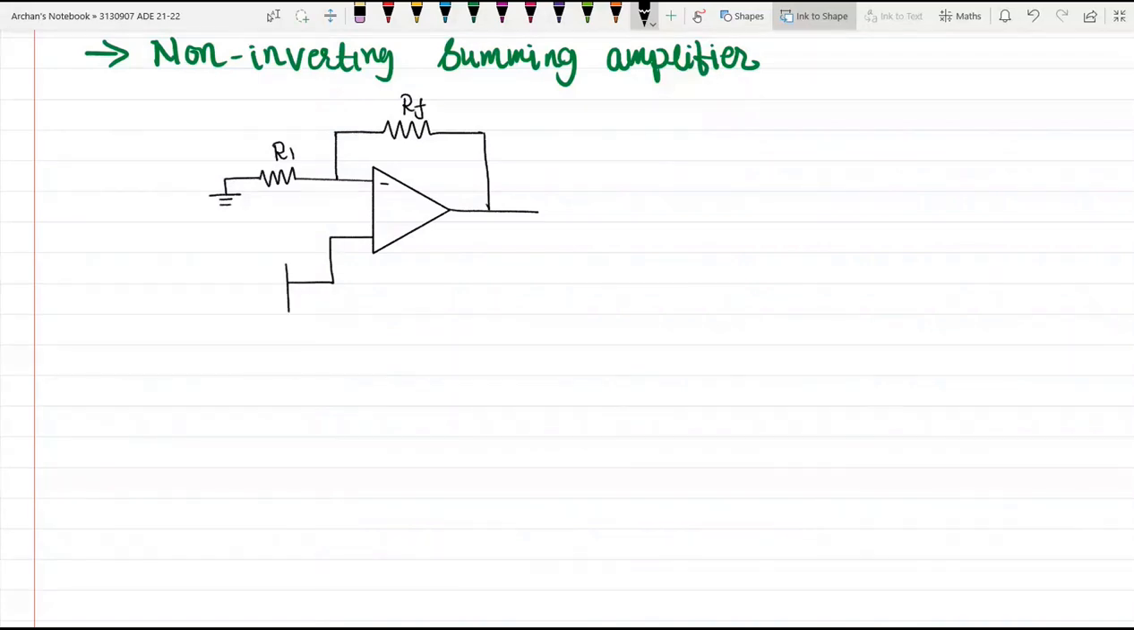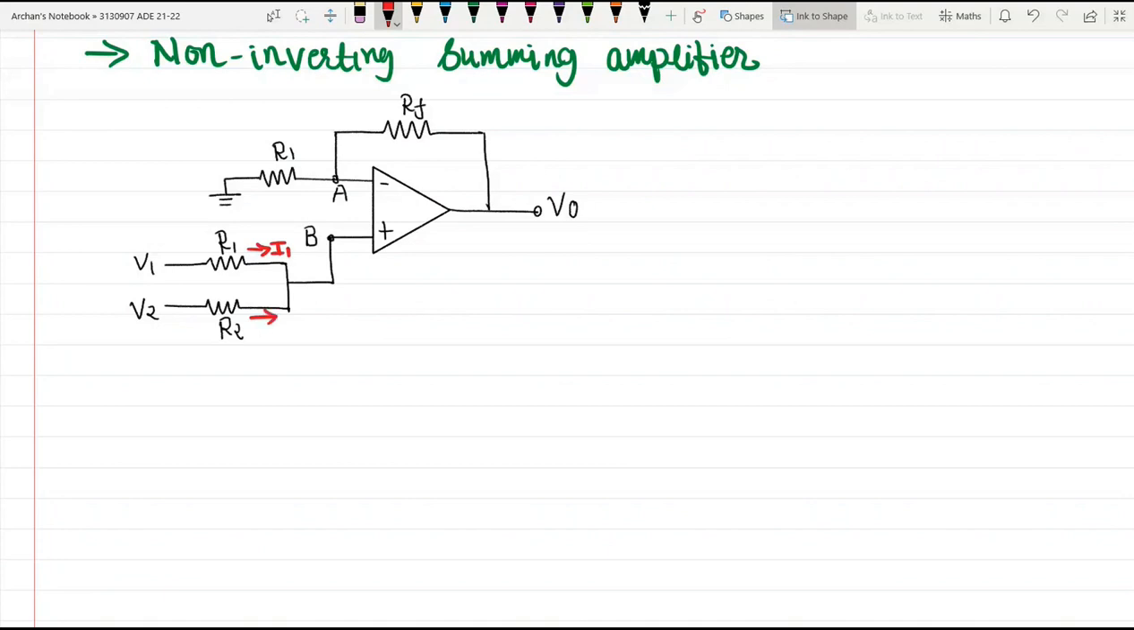So again we will give two input signals, V1 and V2, through the resistances R1 and R2. Let us say this is node B and this is node A, and we are measuring output voltage V0 over here. Now let us talk about the currents. The current I1 will flow through resistance R1 and current I2 will flow through resistance R2. Finally the current I will flow in this direction, like this. So this circuit shows a non-inverting summing amplifier.